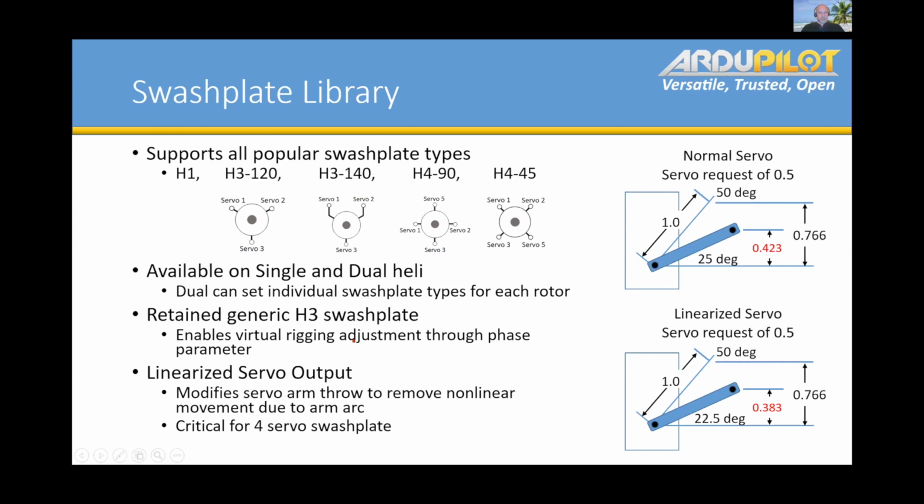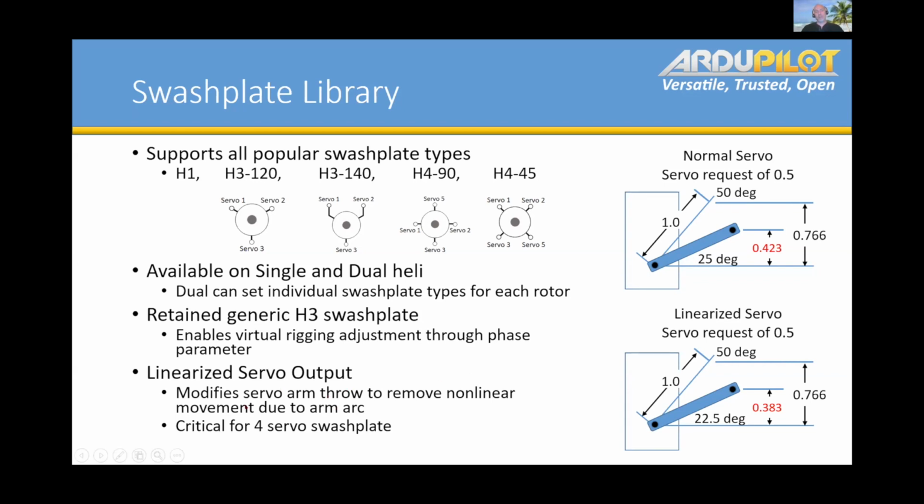My other thing that I liked that I did with the Swashplate library is this linearized servo output. The Swashplate is controlled by three separate servos, and depending on where they are in the arc of the arm, most of the time, if you're at a high collective, your servo is going to be up in this upper region here. If that motion isn't linear, then you're going to get coupling due to the fact that the servos aren't moving properly in coordination with each other.